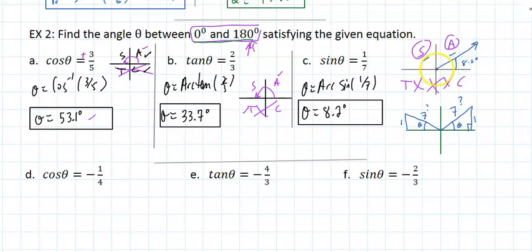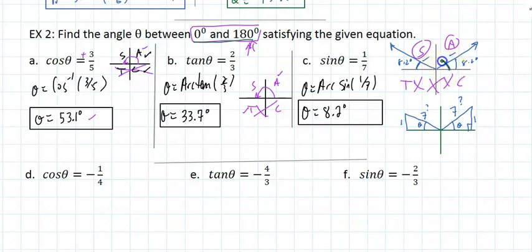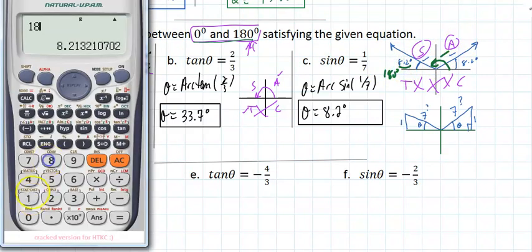If in quadrant 1, I got 8.2 degrees. And if in quadrant 2, you always run to the x-axis, remember that? If this is 8.2 degrees, how do you think I'm going to find this angle? Wouldn't that be 180 degrees minus the 8.2? 171.8.